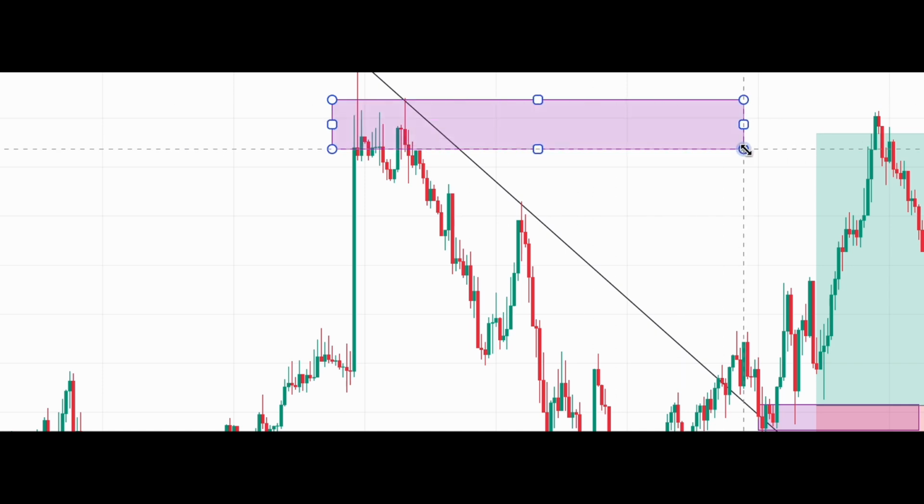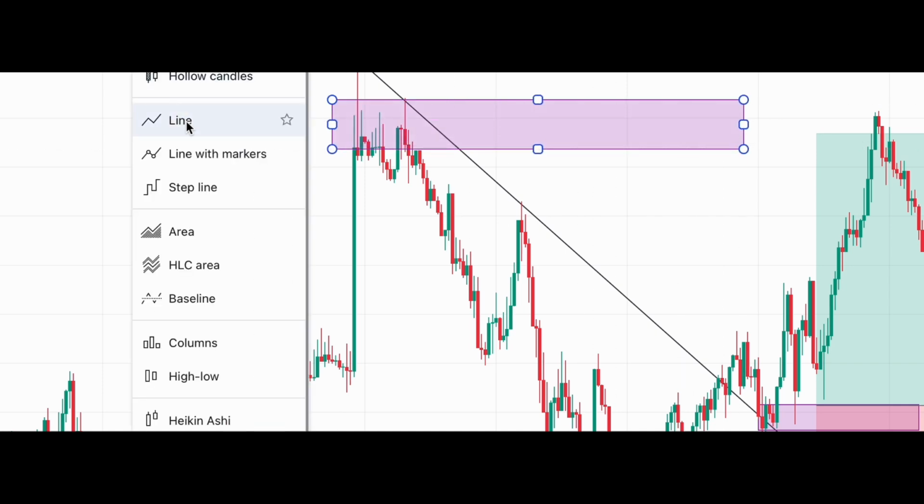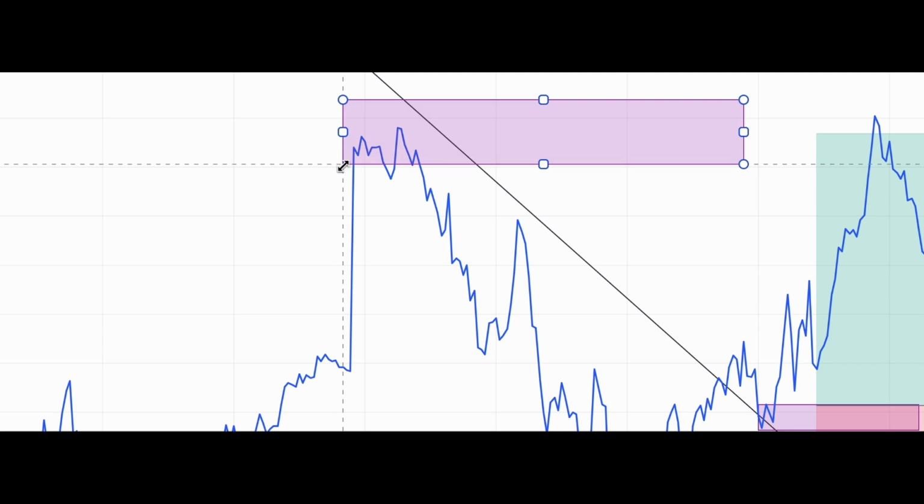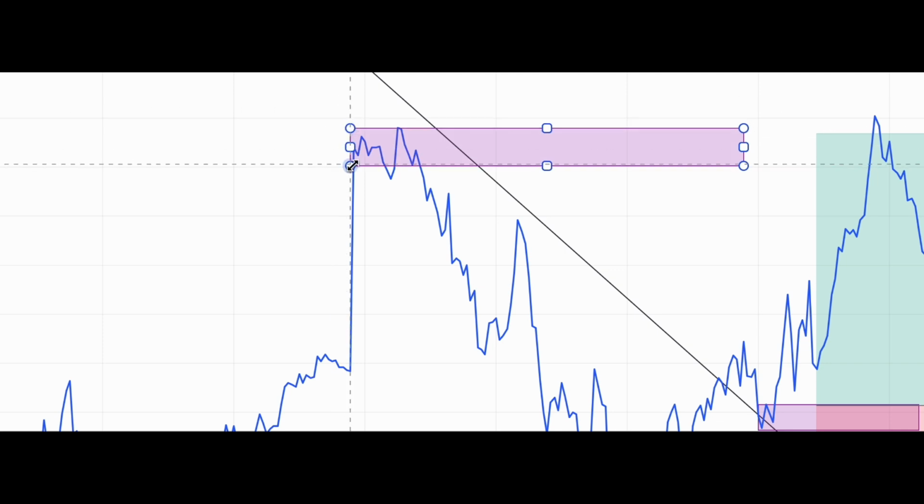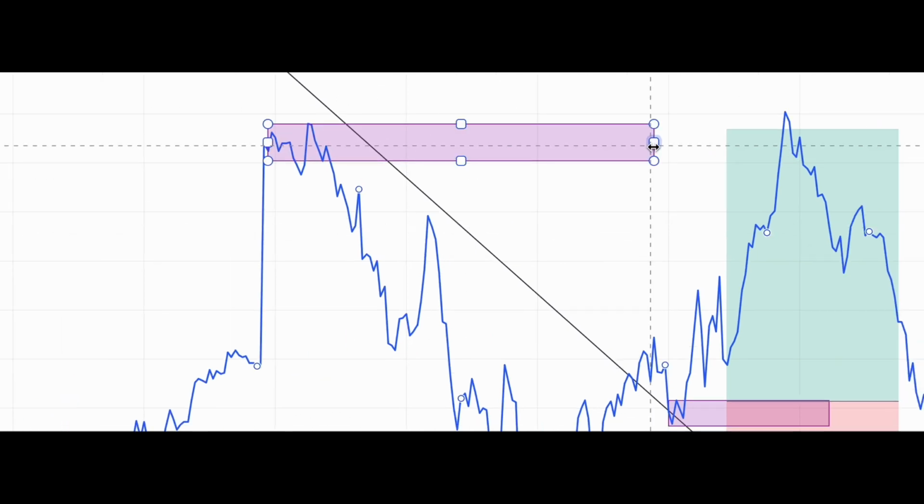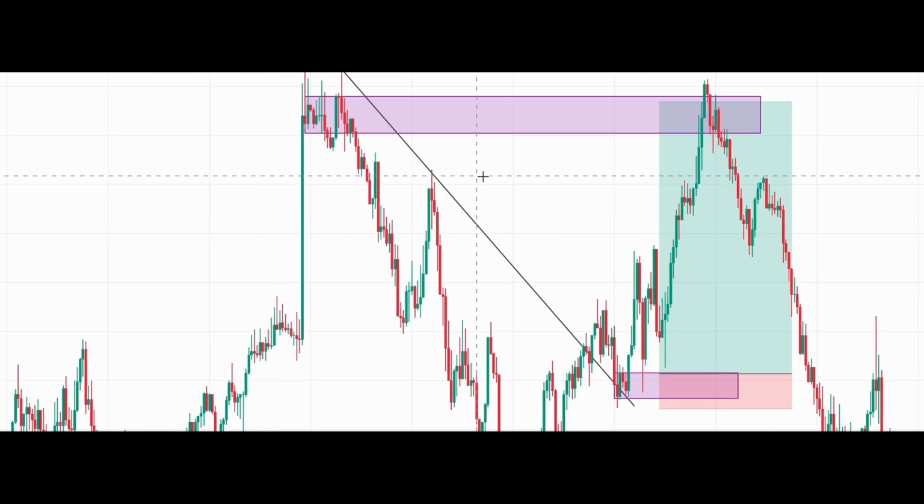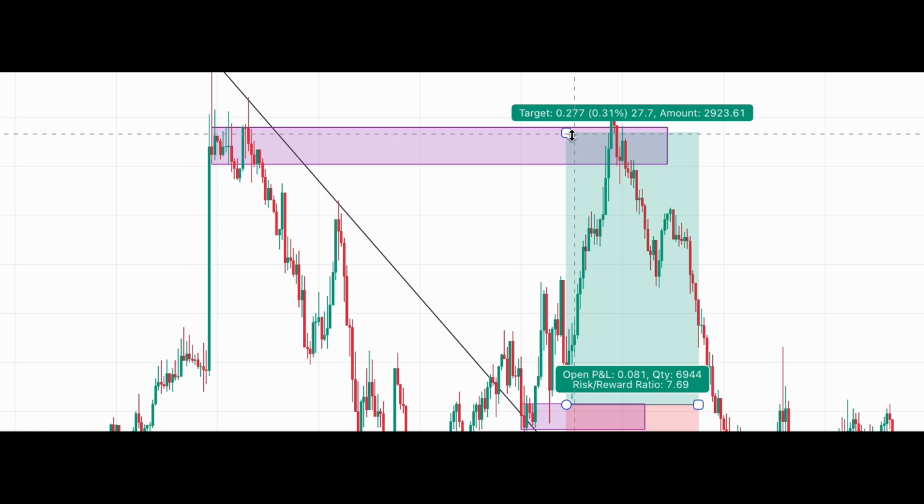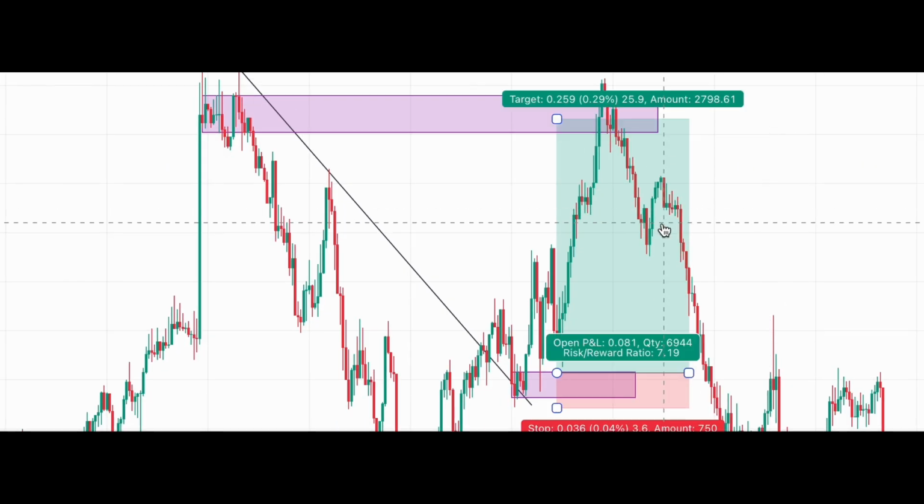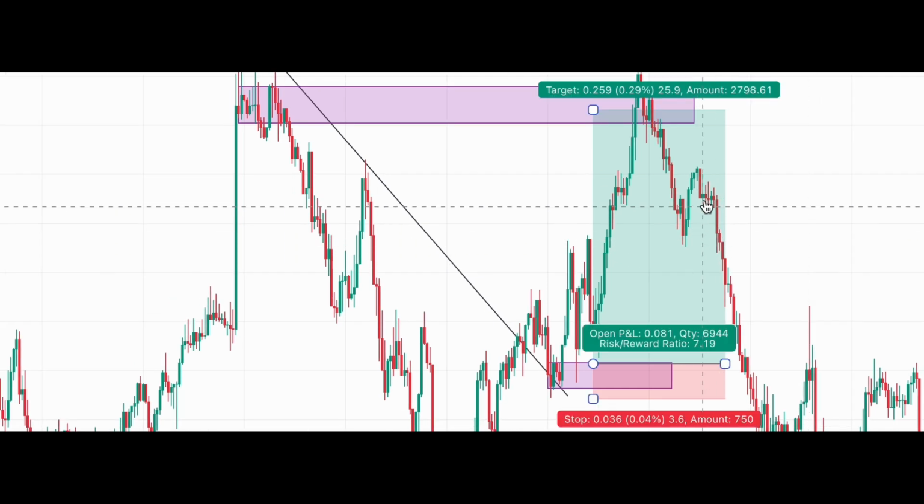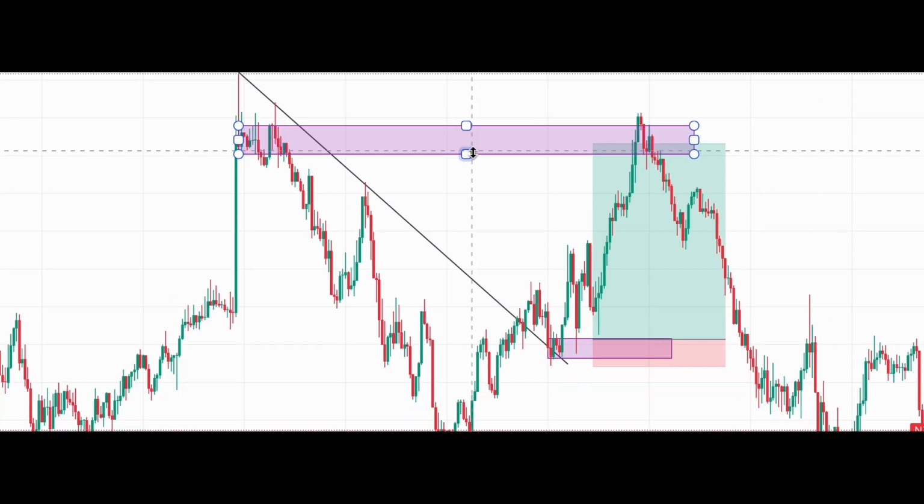All right, this is where the previous high or the resistance is. When you switch to the line chart, you can see there is a resistance here where we can target. This is where we can target to exit. Of course the risk reward ratio is more than enough, 7 or 8 for this trade.